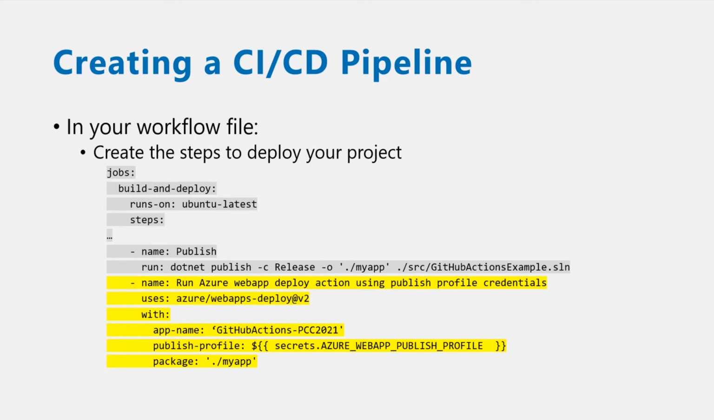So with this, Azure has created a community action out there to be able to deploy your web app. So they've taken all of the nitty gritty out of it and has really made it streamlined. So basically, all we got to do is pass in three variables. One is the app name that we're going to use, in this case, GitHub Actions, PCC 2021, a publish profile, and you'll see here, this is a little bit of a thing.